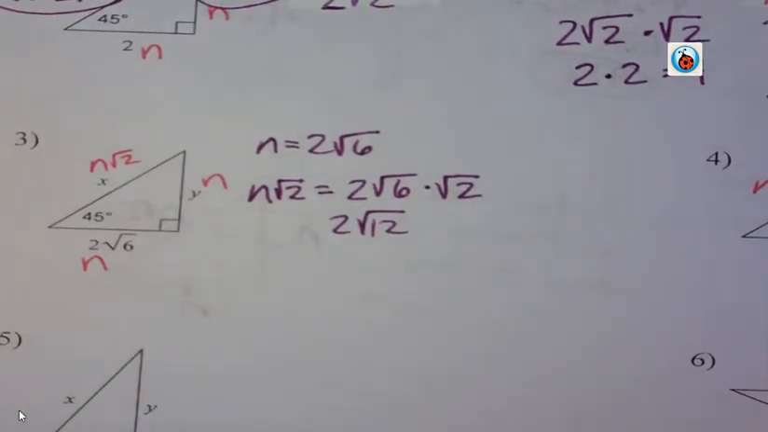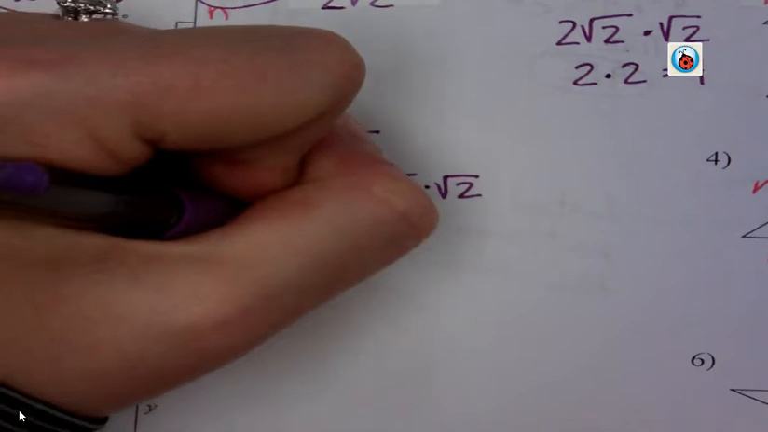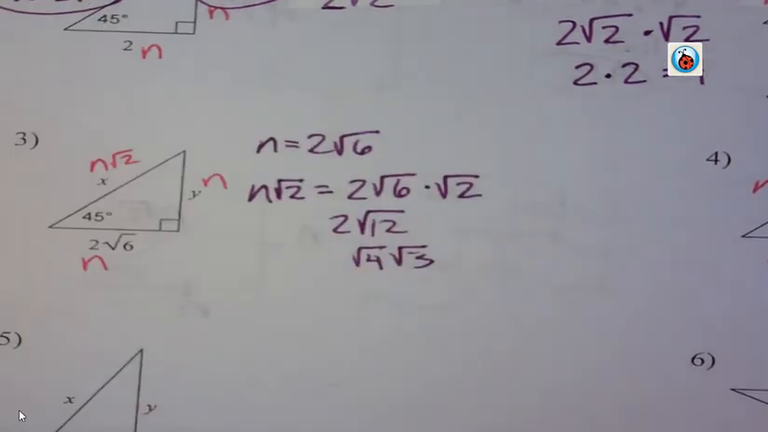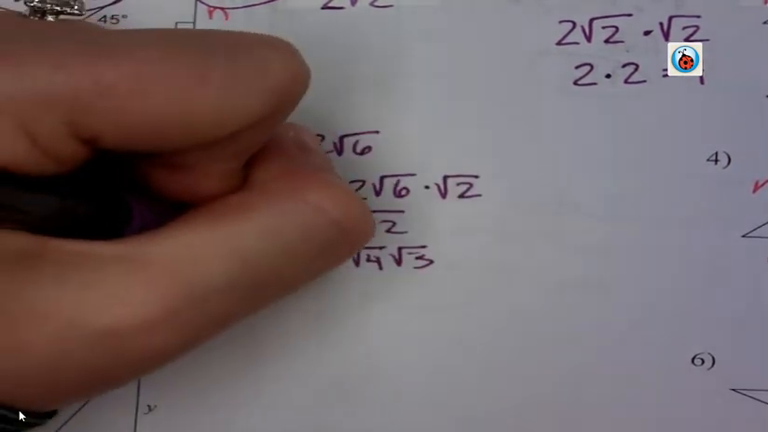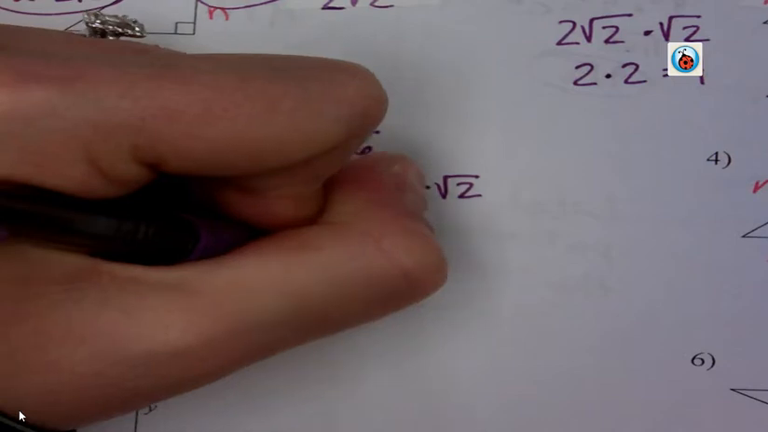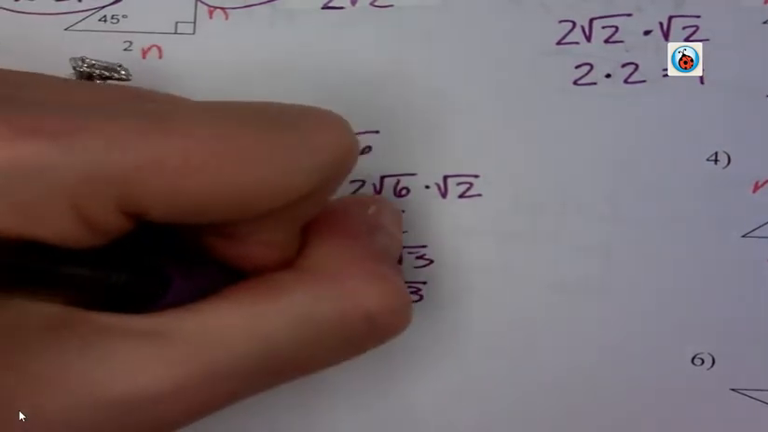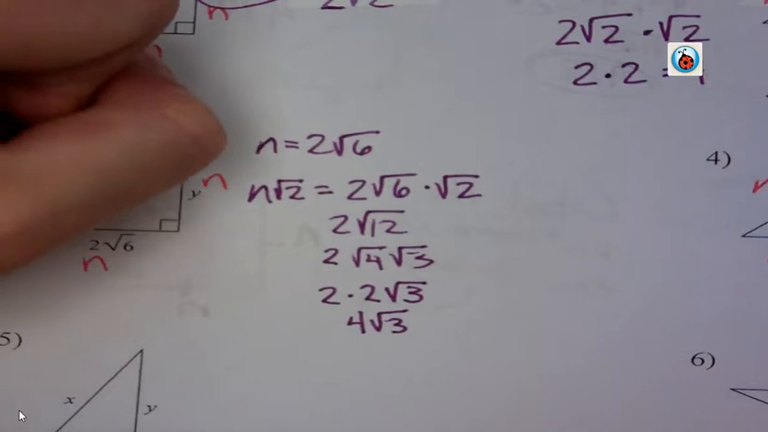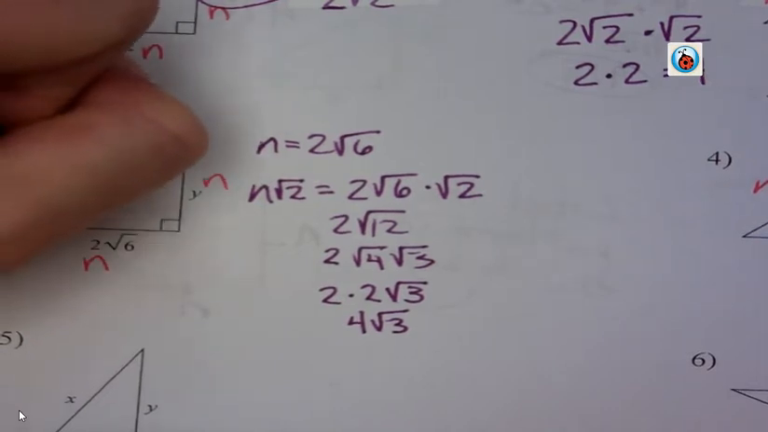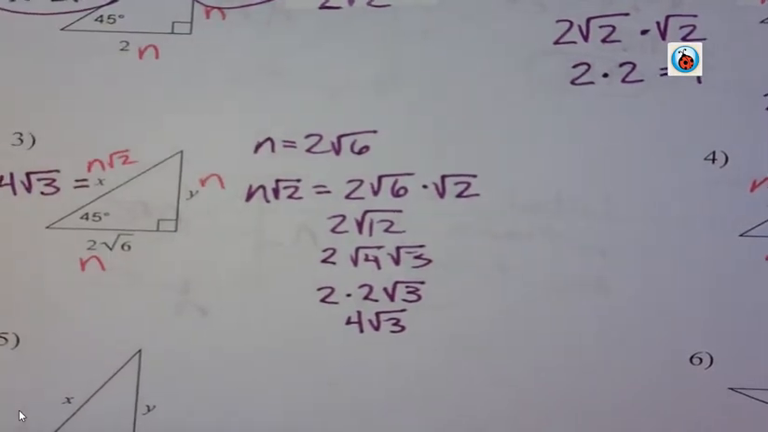The answer is not 2 root 12. You have to simplify the radical. So 4 and 3 go into 12. So it becomes 2 times 2 times the square root of 3. So 4 root 3. So x is going to be 4 root 3.